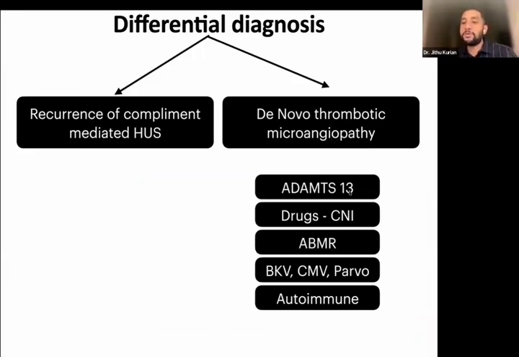If it's de novo thrombotic microangiopathy, it could be because of antibodies against ADAMTS13. Is it because of drugs like CNI? Can it be an ABMR with isolated TMA with DSA? Could it be BKV, CMV, parvo?